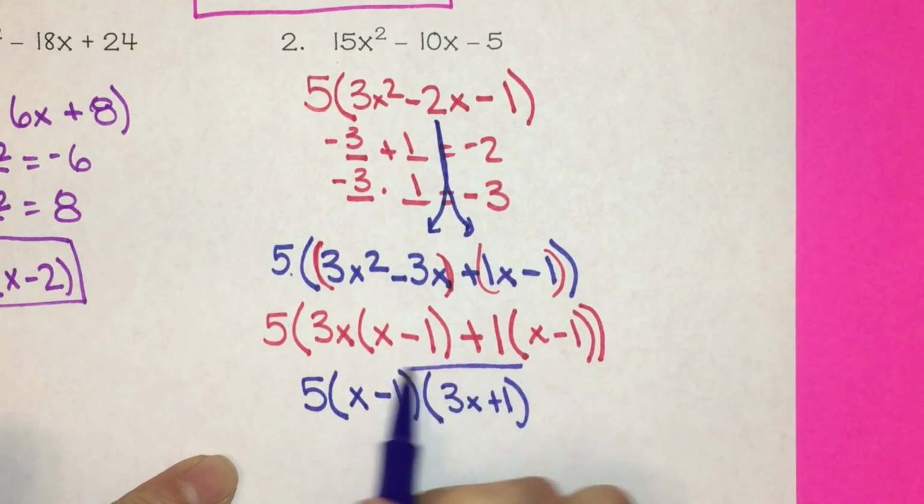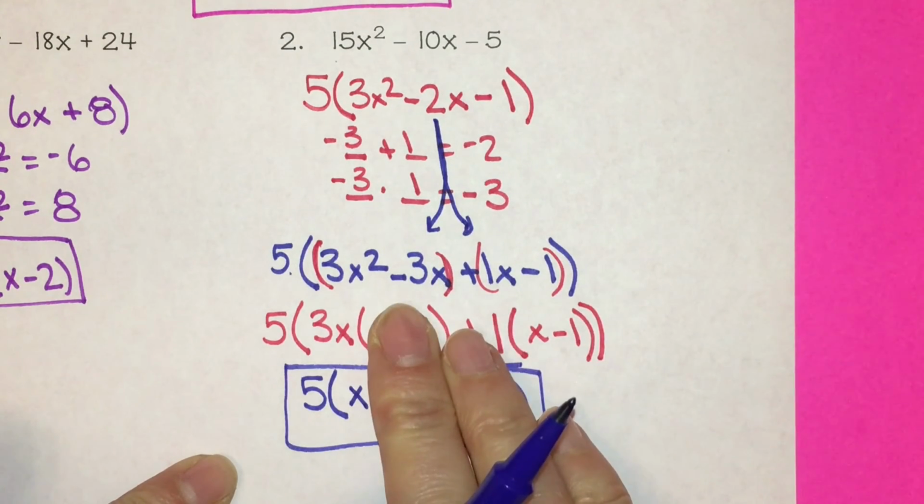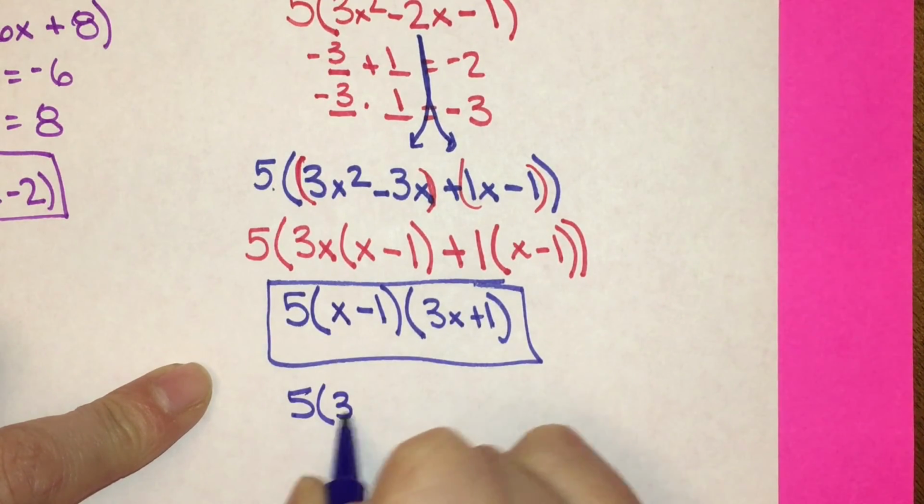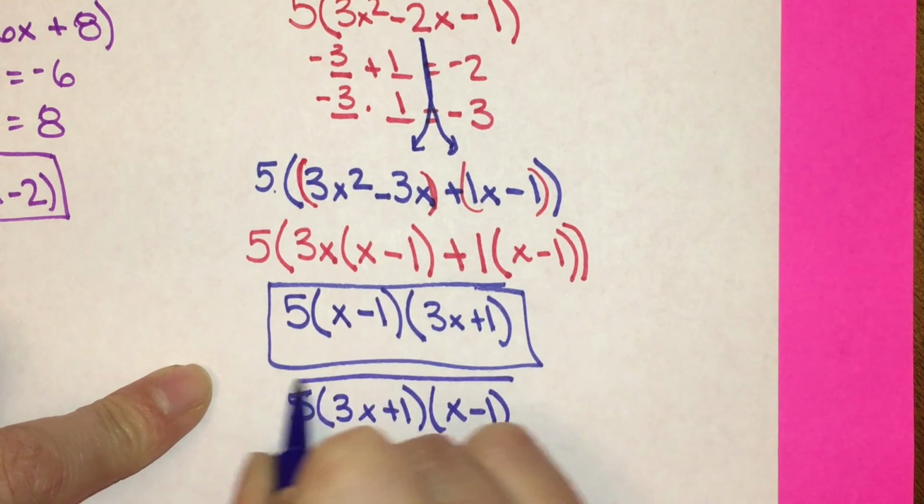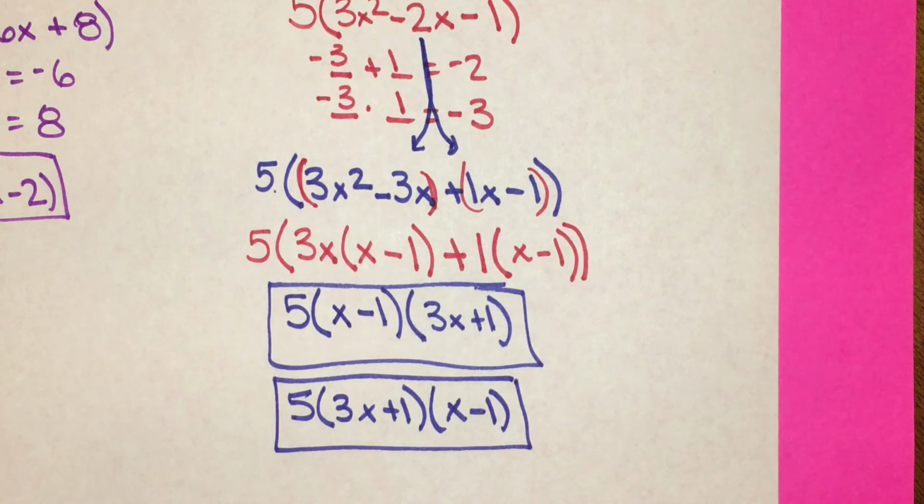Okay, and if you had yours in a different order because you had switched your -3x and your positive 1x, so if yours was 5 times 3x plus 1 times x minus 1, that's the exact same thing. These two parentheses, it doesn't matter if they're switched. Okay, so hopefully you're able to factor these quadratics.